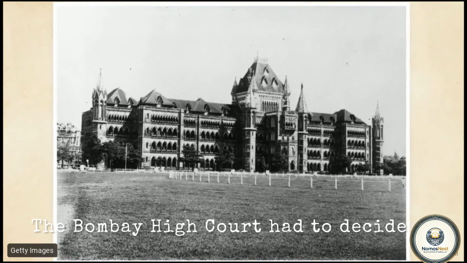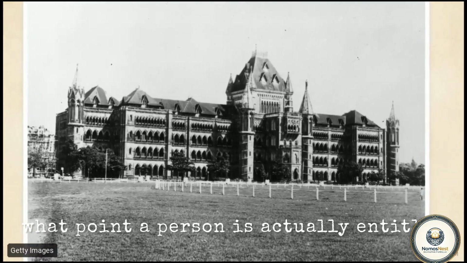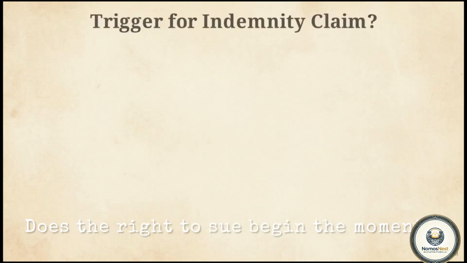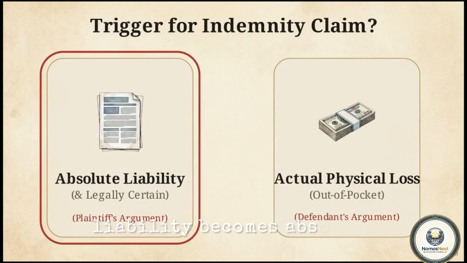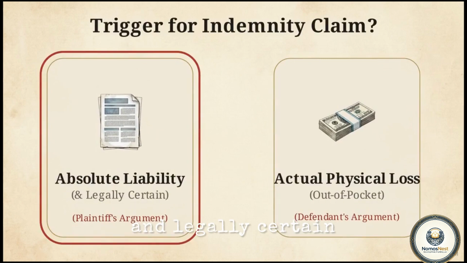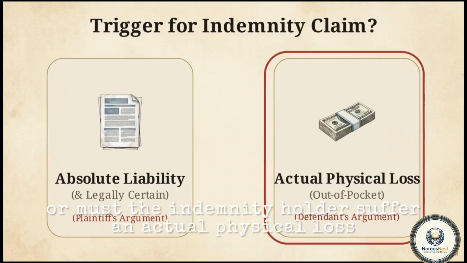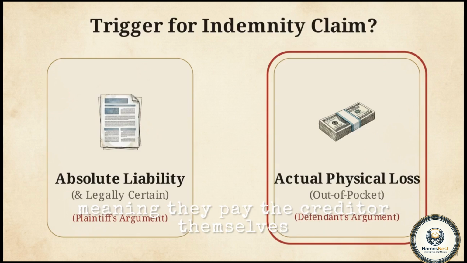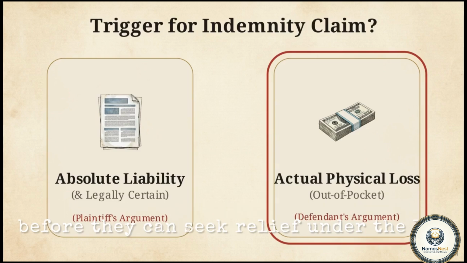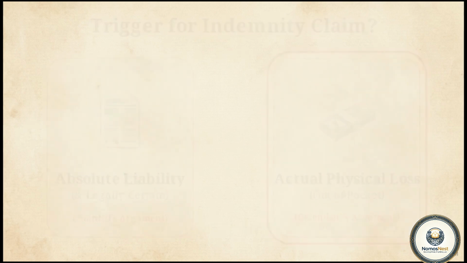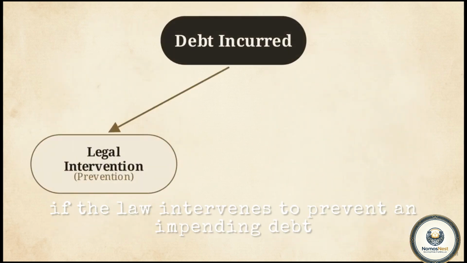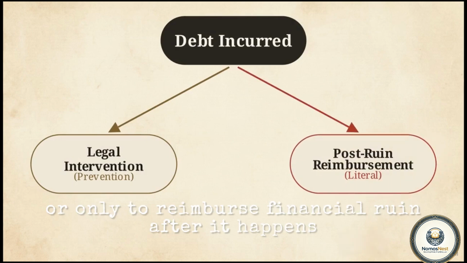The Bombay High Court had to decide at what point a person is actually entitled to the protection of an indemnity contract. Does the right to sue begin the moment a liability becomes absolute and legally certain, or must the indemnity holder suffer an actual physical loss, meaning they pay the creditor themselves, before they can seek relief under the law? The ruling would determine if the law intervenes to prevent an impending debt or only to reimburse financial ruin after it happens.